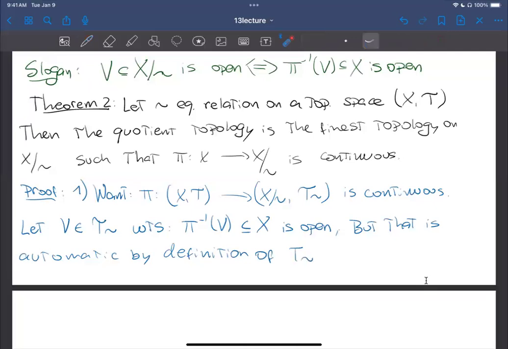Namely, if T lives there, then the preimage is open in X. It's an element in T. That's how we define T tilde. So part one is done.